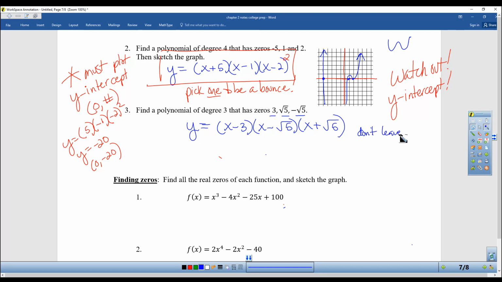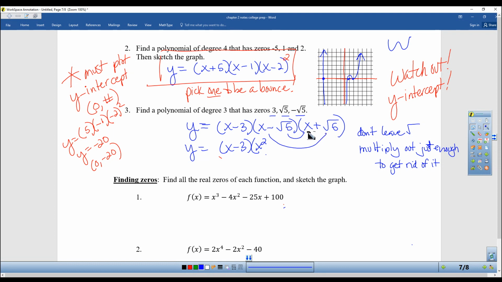Don't leave the square root. Okay? Multiply out just enough to get rid of it. So I have y is equal to x minus 3 times... x times x is x squared. My inners and my outers are the same but opposite, so they actually will cancel. That's going to happen a lot with conjugates. And the square root of 5 times the square root of 5 is just 5.